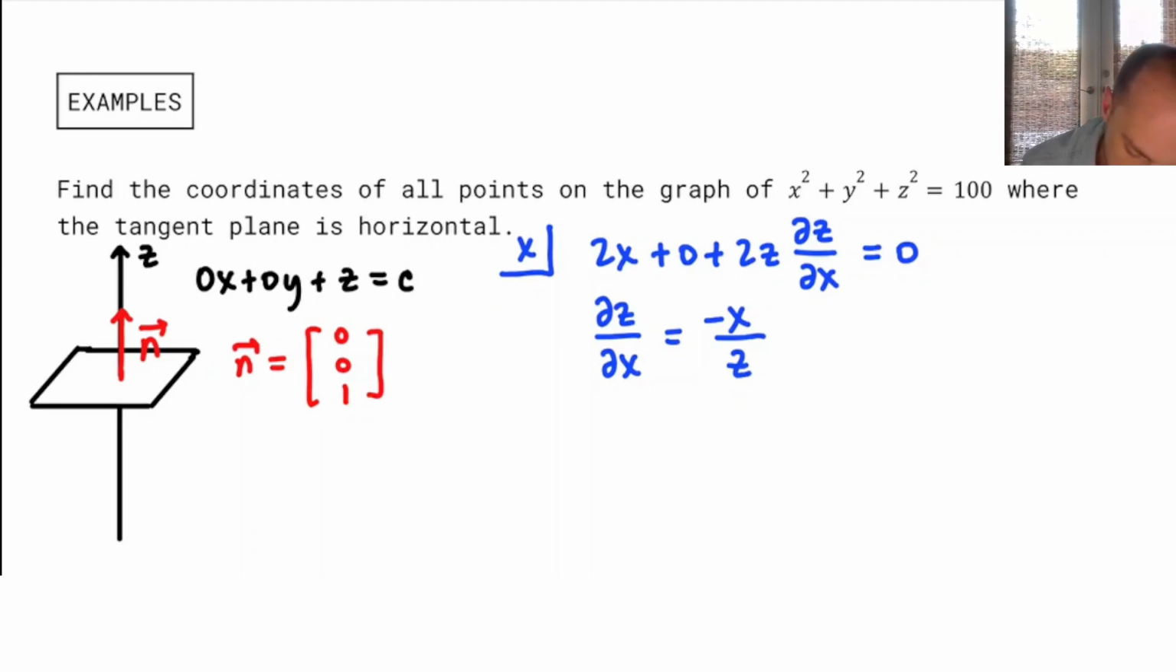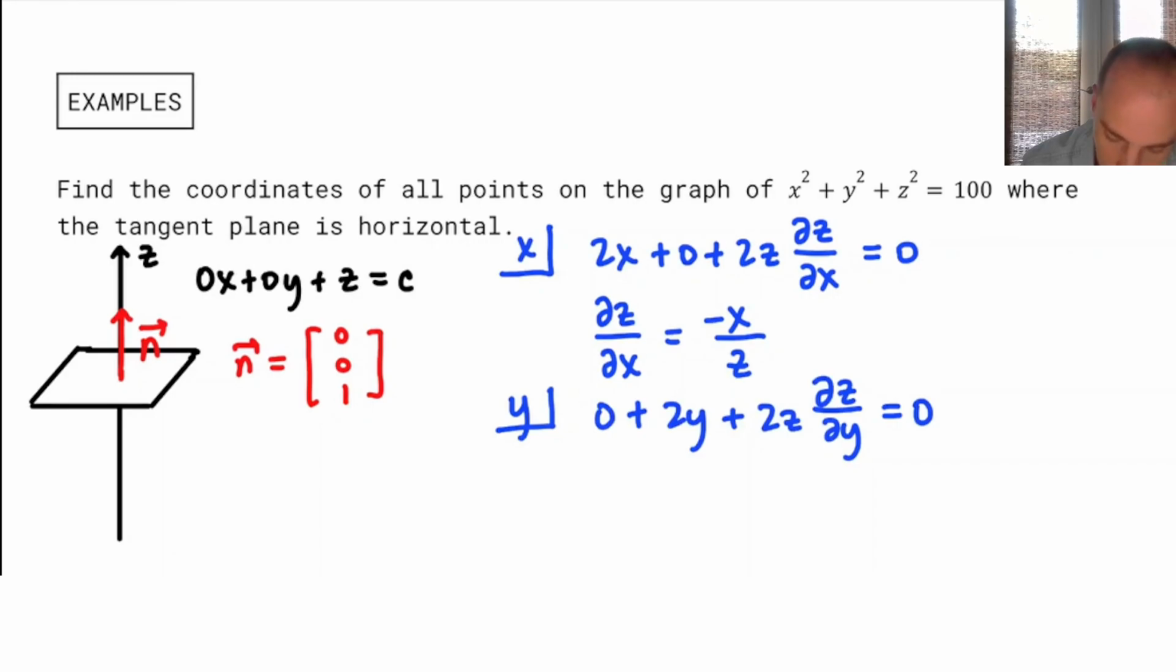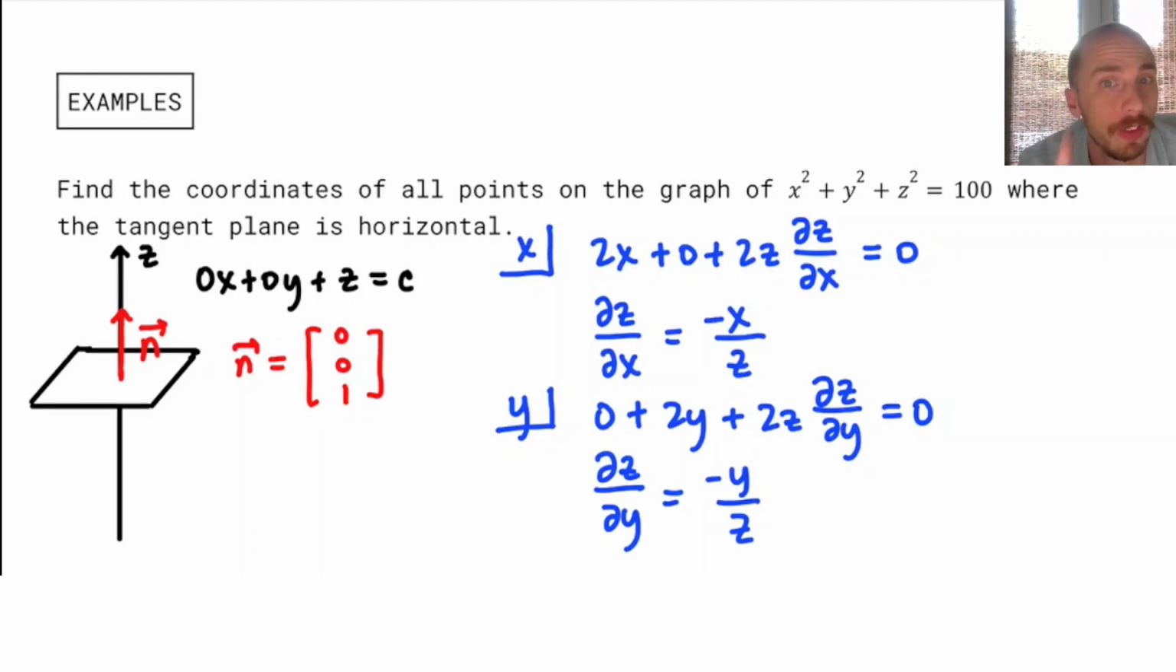Then I can do the same thing for y, and it's going to look pretty much the exact same. 0 plus 2y plus 2z dz dy equals 0, and I can solve for dz dy, which gives me negative y over z. And this is great, because if both of these need to equal 0, then I need both x and y to equal 0, while z is non-zero.